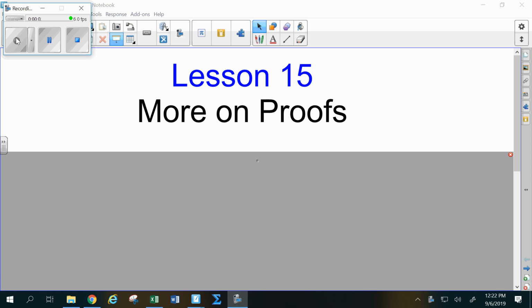Lesson 15 is a short lesson, but a little bit more about proofs. A lot of this is review. It's things we've already talked about. Part of it is cautions about a couple of mistakes that I see way too many times.